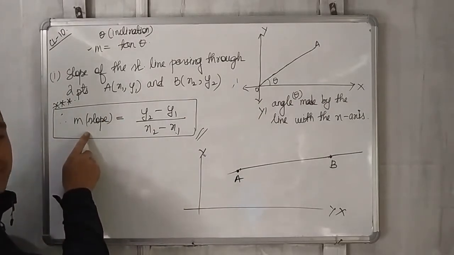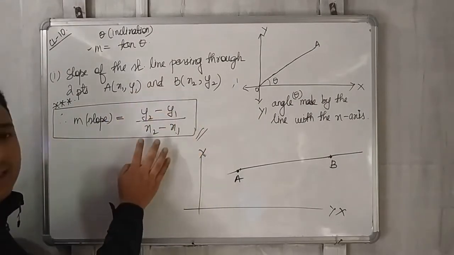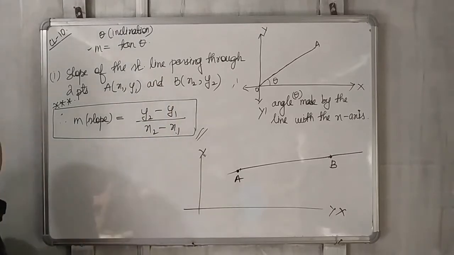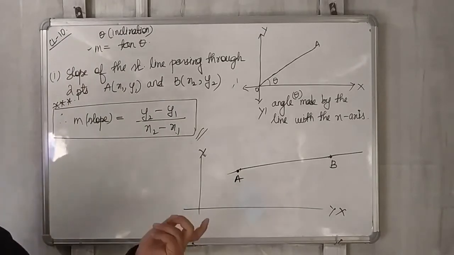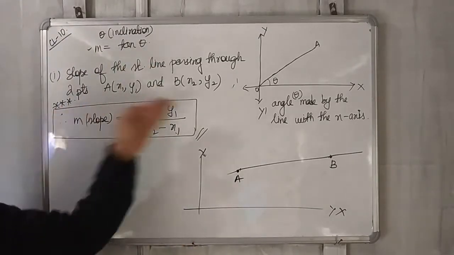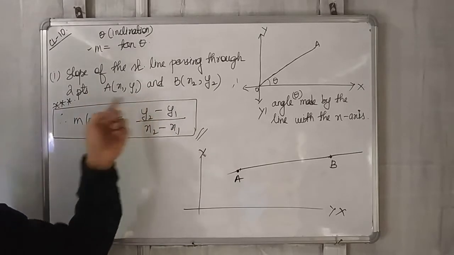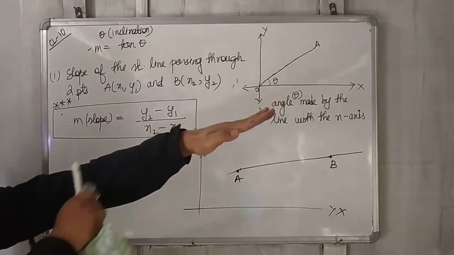Slope, the formula is y2 minus y1 divided by x2 minus x1. Just remember the formula. Theta, inclination of a straight line. M, slope of the straight line, is given by tan theta. And number 3, we are learning the slope of a straight line passing through two different points.